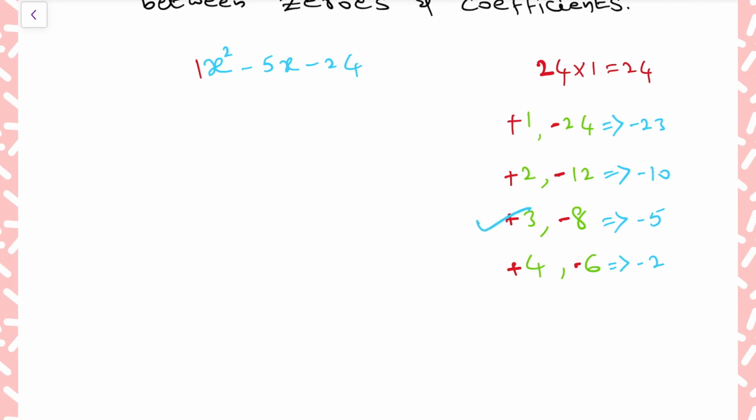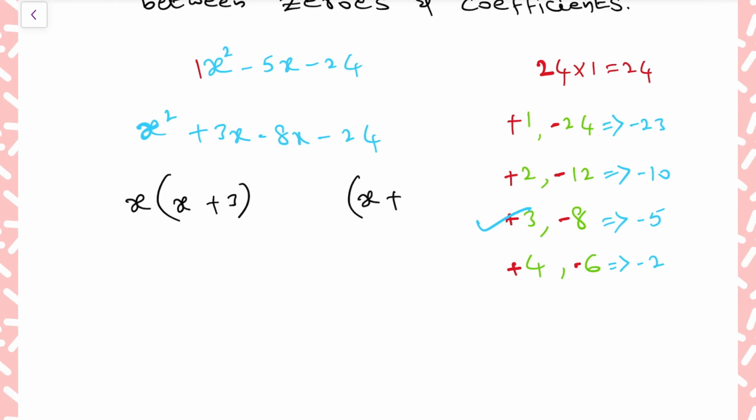So first term x square as it is, minus 5x can be replaced with plus 3x minus 8x, minus 24 as it is. Now from the first and second term we can take out x common, then remains with x plus 3. From third and fourth term also we need to take out something common. After taking that common, we need to remain exactly x plus 3 only inside of the bracket. So observe the third term, that is minus 8x. Here minus 8 will be remained because x already completed inside of the bracket.